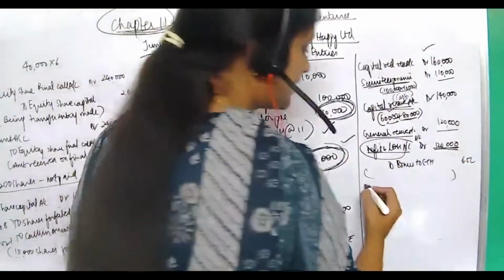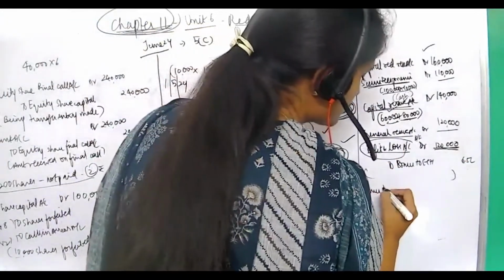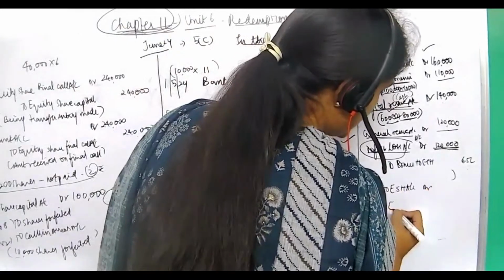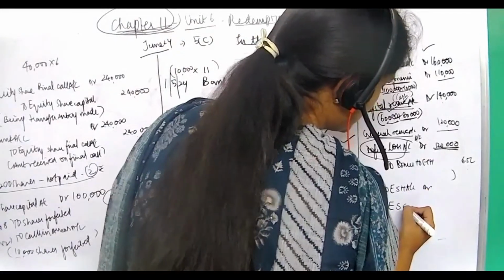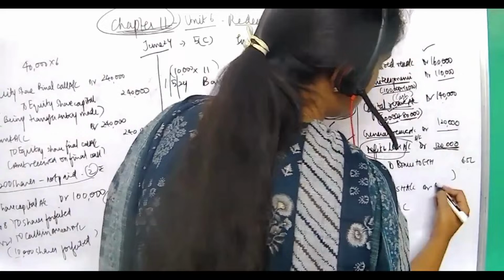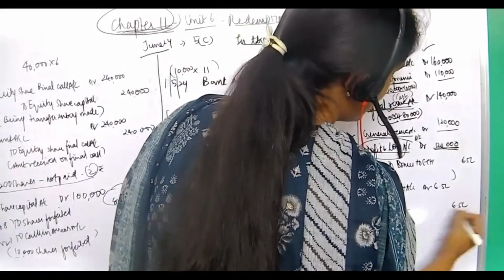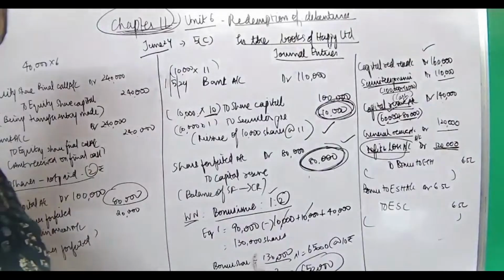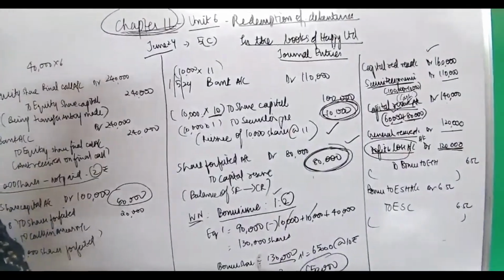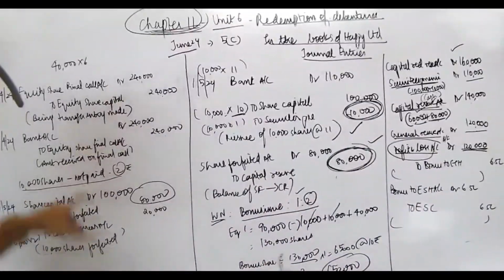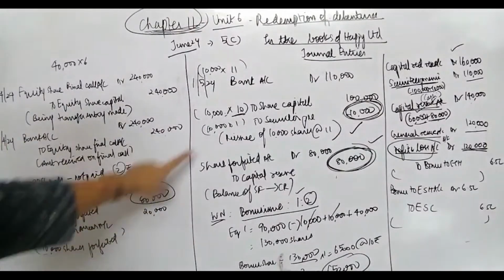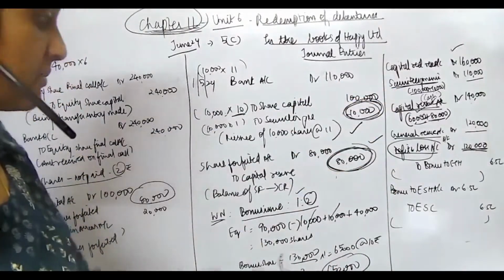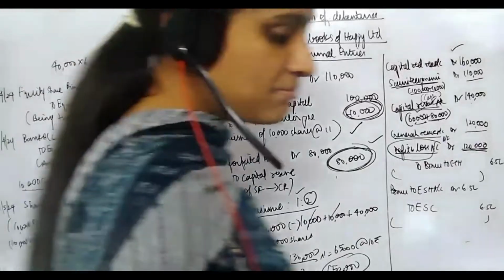And the final entry is nothing but bonus to equity shareholders account debit to the equity share capital, 6,50,000, 6,50,000. That's all. So these are the entries that you people have to pass from the beginning. Okay. Nothing big, nothing small. How many entries? 1, 2, 3, 4, 5, 6, 7. So 7 entries plus the working note will carry marks.